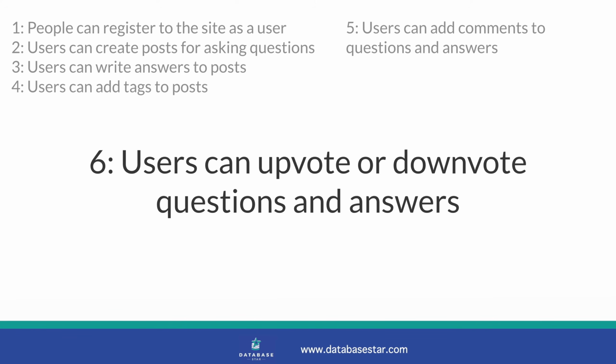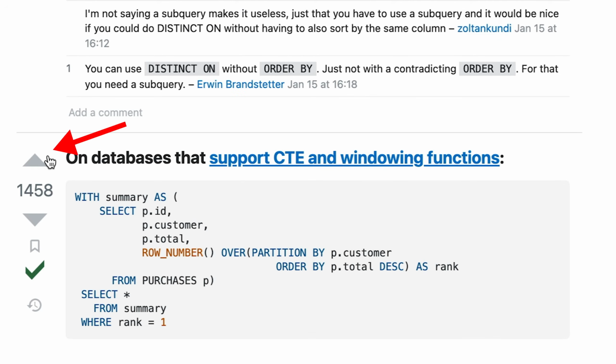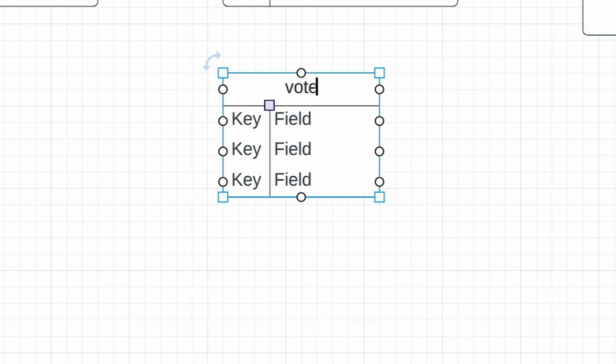Requirement 6 is about allowing users to upvote or downvote questions and answers. This is done on the Stack Overflow site by a user clicking either the up arrow or the down arrow next to the question or the answer. We can capture this in our design by adding a new table called vote to capture the votes that a user has made. This would contain a primary key of ID, a post ID for the post that is being voted on, the user ID that made the vote, and the created date.